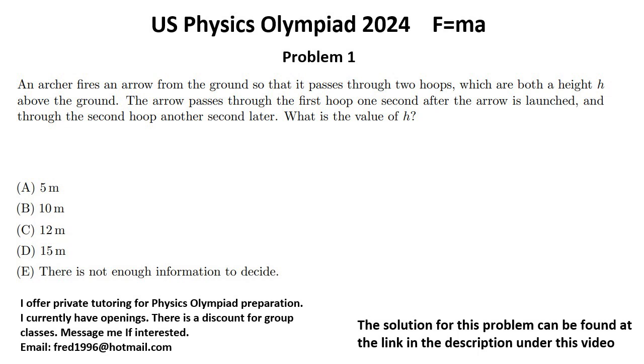U.S. Physics Olympiad Year 2024 F = MA. This year, as usual, 75 minutes were given for 25 problems.